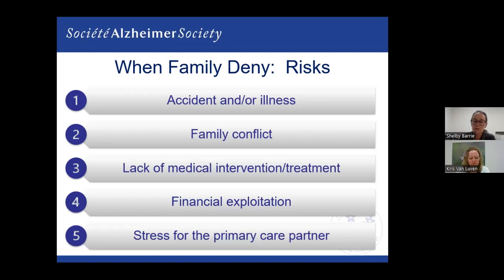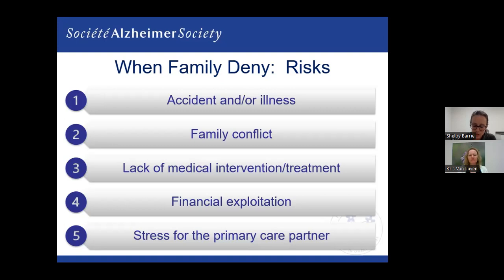Lack of medical intervention and treatment is another risk. So while medications for dementia are not a cure, when taken early, they may slow the progression. So the key to successful treatment really lies in that early intervention. So essentially, the earlier, the better. So denying the diagnosis means that the person with dementia may not be able to start the treatments or medications in a timely manner. So denying the diagnosis can also mean delaying the diagnosis, and that can certainly be a risk as well.